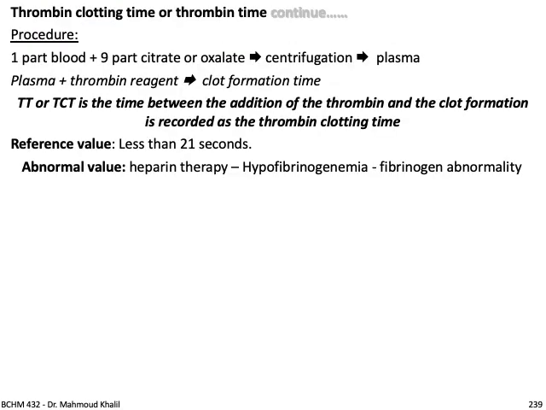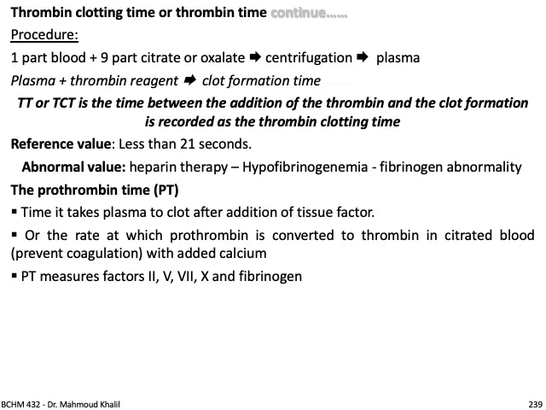In the procedure, you mix one part of blood with 9 parts of citrate or oxalate. Centrifugation gives you the plasma. When the plasma is mixed with the thrombin reagent, a clot will form. The time between the addition of the thrombin and the clot formation is recorded as the thrombin clotting time. The reference value is normally less than 21 seconds. If it's more than that, there is a problem in the clotting time. An abnormal value may result from heparin therapy, hypofibrinogenemia, or fibrinogen abnormality.